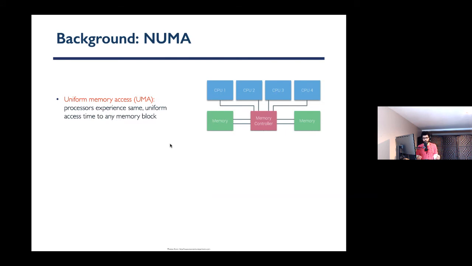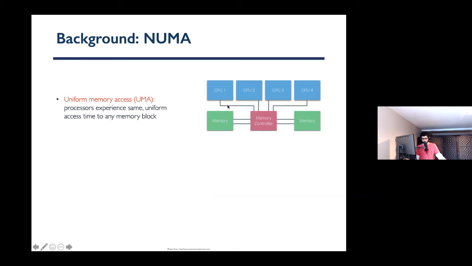The other aspect of modern architectures is the creation of systems with non-uniform memory. Early architectures, when it came to multiprocessors, would connect all the CPUs to the same memory controller, and then the memory controller was connected to memory banks and memory blocks. So basically, if this CPU wanted data from this memory, or from this memory, it would take the same time to access that memory.